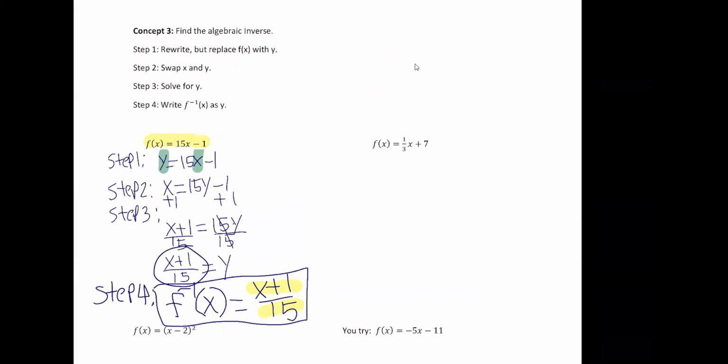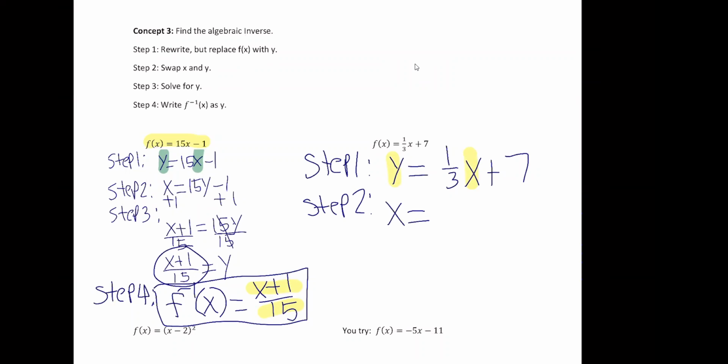So step 1, we're just going to rewrite this function as y equals. Step 2, you're going to swap your x and y. So that would be x equals 1/3 y plus 7. So those are steps 1 and 2. Those will always be the same process.